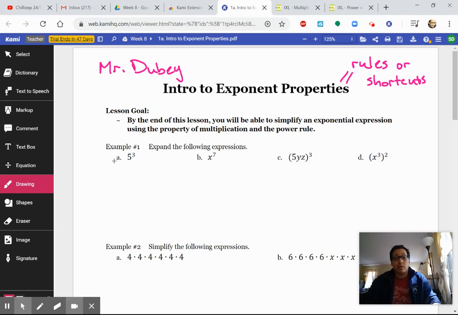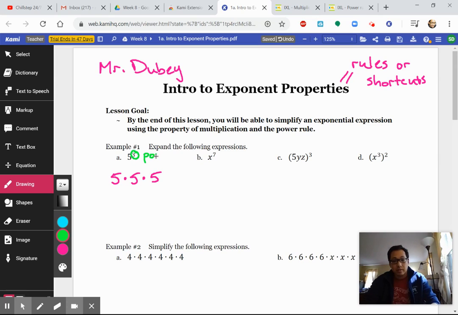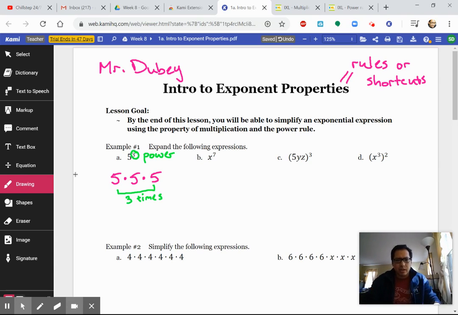So for example, 5 to the third, what does that equal? If we were going to expand that out, that's 5 times 5 times 5, 3 times. And that's what this exponent means. This power means that that's how many times we write this base. It's three times. So that's the basic definition of an exponent.